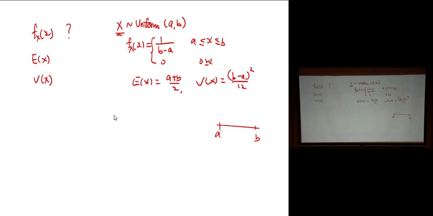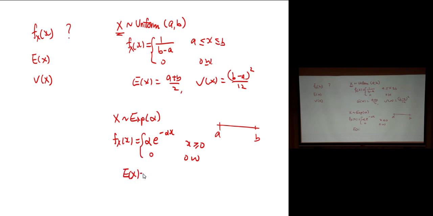And we also talk about exponential distributions with parameter alpha. So the PDF is equal to alpha e to the power minus alpha x for x greater or equal to 0 and 0 otherwise. And the expectation of x is, oh sorry, 1 over alpha, and the variance of x is 1 over alpha squared. And if x measures the survival time or the time to failure, then we can use exponential distributions to model the time to failure.